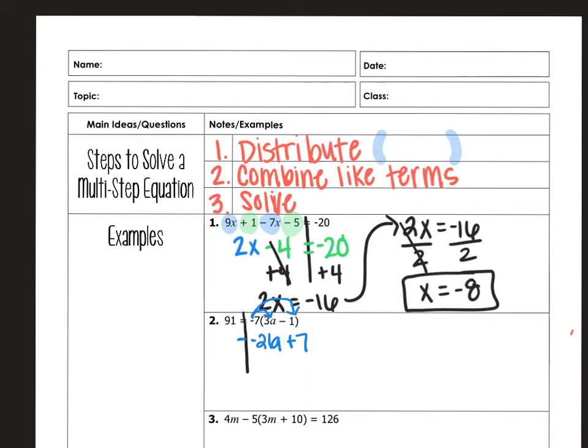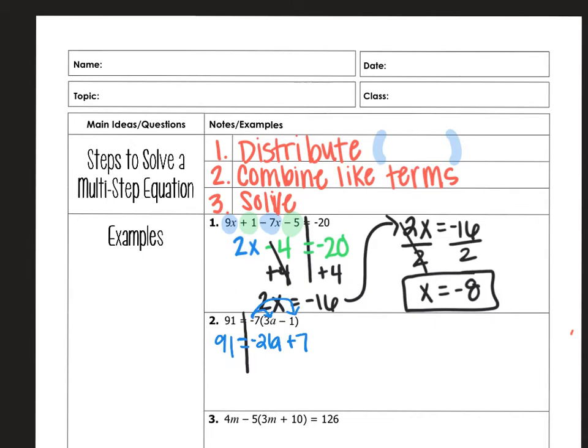Then I'm going to bring down the equals and 91 on the other side. Step 2, combine like terms. There are not any terms on this right-hand side to combine. I cannot combine a negative 21a with a 7 because the 21 has an a on it and the 7 does not. So let's move to step 3, and that's solving.